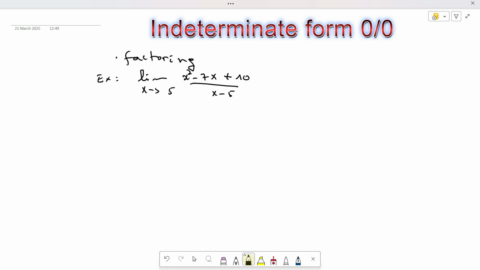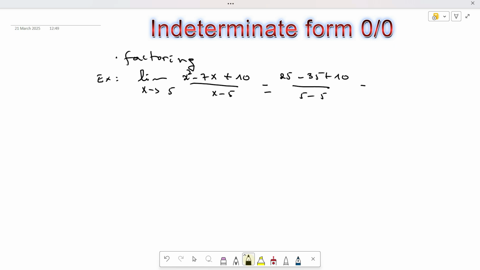The first thing that you always have to do is the direct substitution. So if we substitute x by 5, we will get 5 squared, which is 25, minus 7 times 5, which is 35, plus 10, and over 5 minus 5.